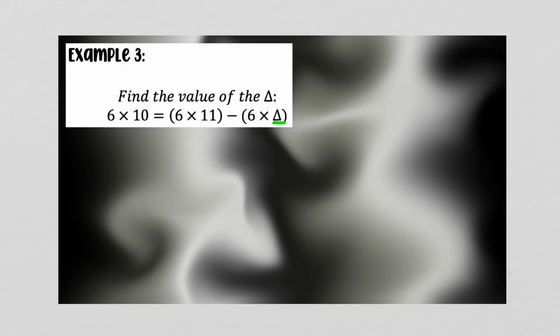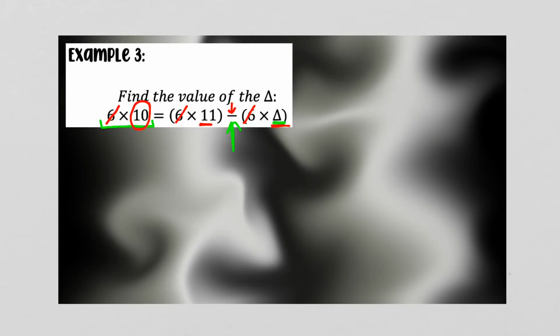Now the original is 6 times 10 and they broke it apart, but they broke it apart into subtraction. So I'm going to do some canceling out just so we can see what we really need to look at. So I have this 6 on the left side and I have 2 of them on the right. So I'm going to cancel them out, get rid of them. Now when I'm looking at what's left, I have 10 is equal to 11 minus the triangle.